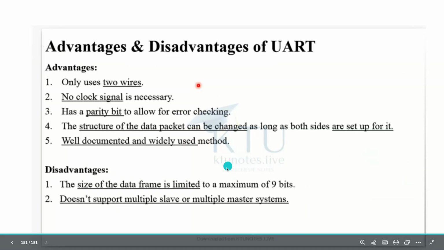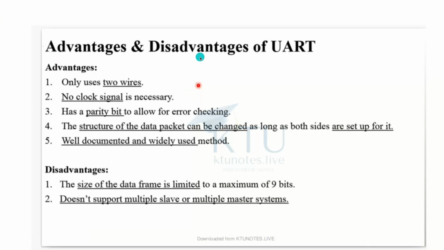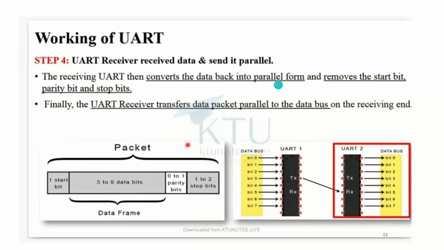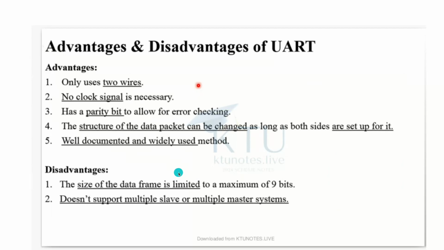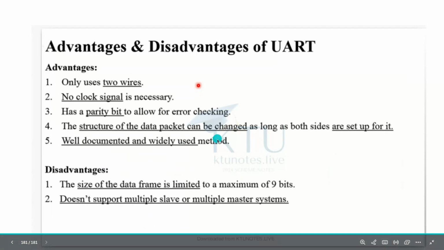Now we have to understand the other part here, that is the advantages and disadvantages of our UART. The advantage is that in our serial peripheral interface, SPI, we used 3 wires, but here you need only 2 wires. No clock signal is needed. It has a parity bit to check if there is an error. The structure of the data packet can be changed as long as both sides are set up for it. It is a well documented and widely used method.